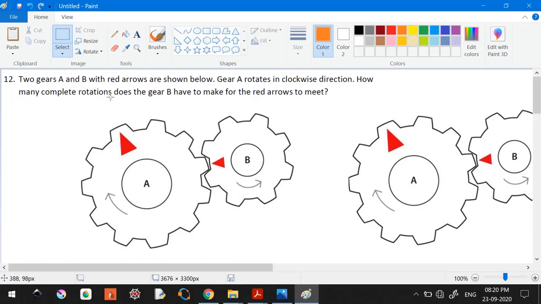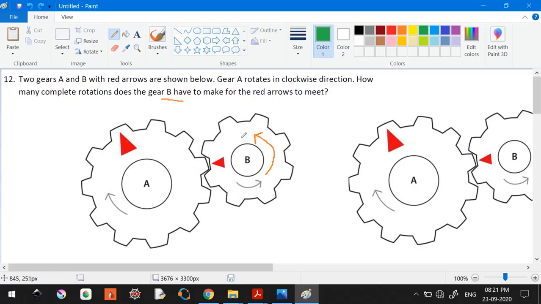So two gears A and B with red arrows are shown below. Okay, this is A, this is B. Gear A rotates clockwise. Yes, this is shown. How many complete rotations does gear B have to make for the red arrows to meet? Means the red arrows should lie on the same tooth, I would say. So the question is, how many rotations of B is going to make this one come here? Because this is the point of contact of these two gears right here only. So how many rotations of B is required? That's the question. Let's try to solve this.